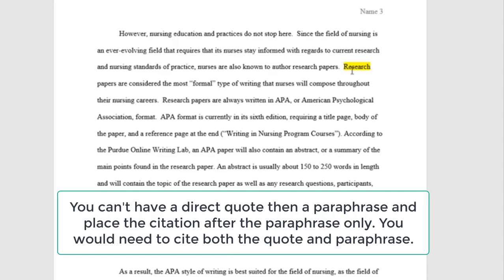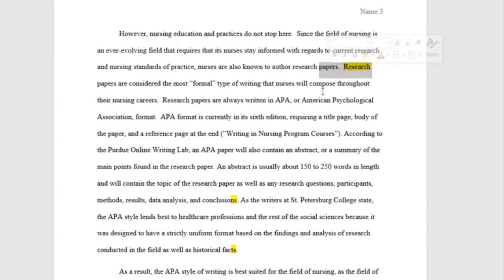Notice also that we don't have a signal phrase here. They're not always necessary if you're paraphrasing. They definitely are with direct quotes, but not necessarily when you're paraphrasing. This flows really well without a signal phrase, and so you don't always have to have one.